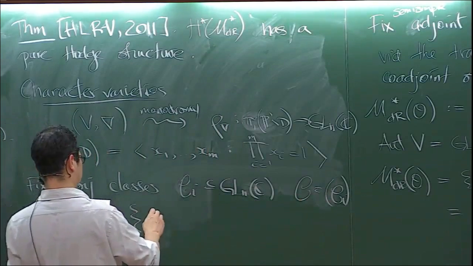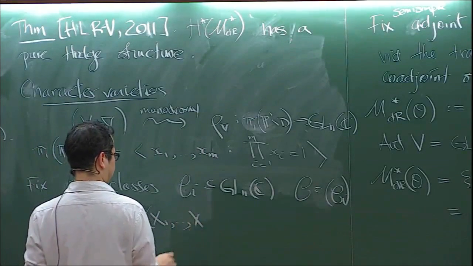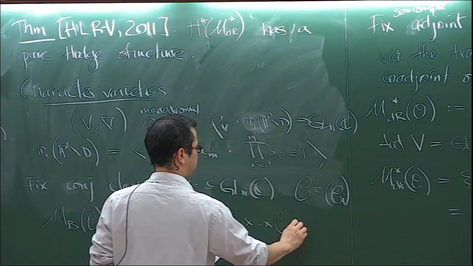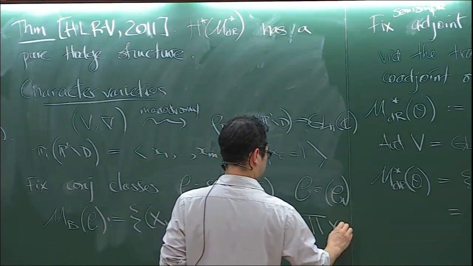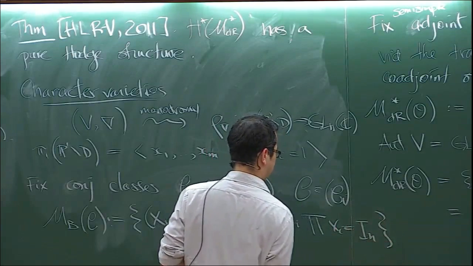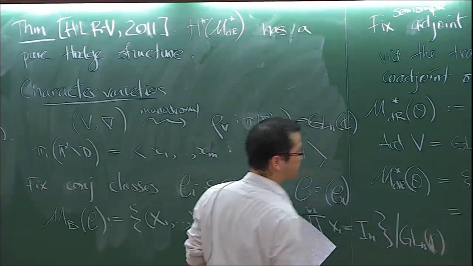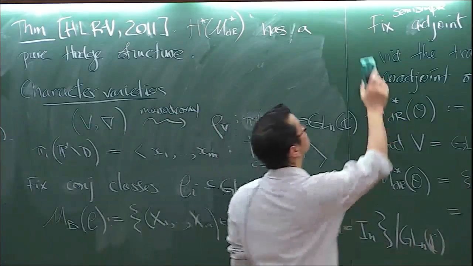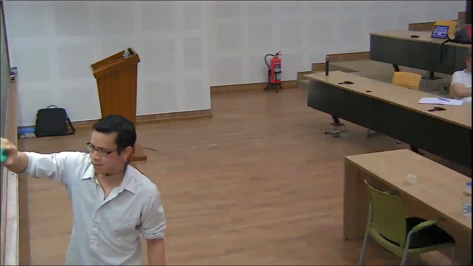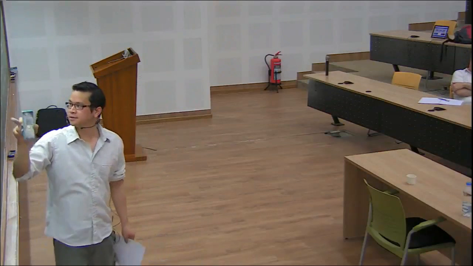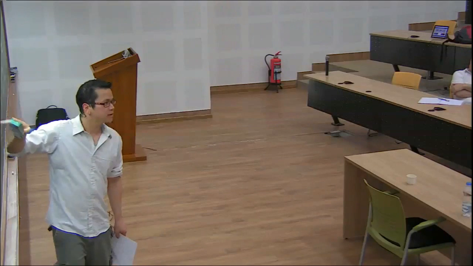This will be tuples in the product of these conjugacy classes, such that the product is the identity matrix. And then we quotient by the diagonal conjugation action as before. So taking this monodromy representation, essentially, if the ci is the exponentiation of the oi, then this mdr star will map into this space.